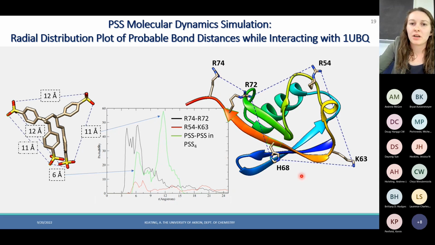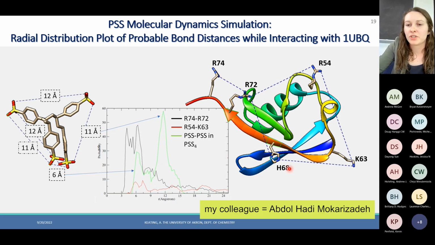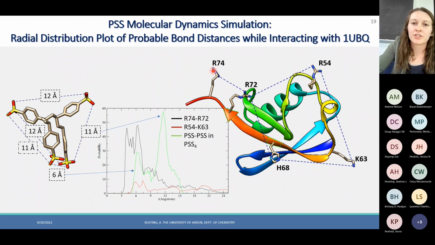So I had my colleague look at ubiquitin, one of the proteins we studied, in its neutral or biological state. And so he simulated that with the PSS tetramer. And here we can see that the R74 and R72 regions of this protein are going to be about, on average, 3 to 8 angstroms apart, as the polystyrene sulfonate has 2 potential distances.